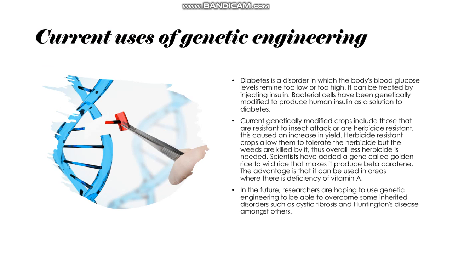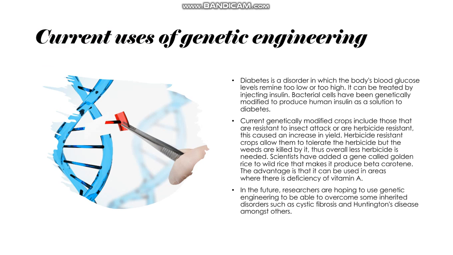So, current uses of genetic engineering. Diabetes is a disorder in which the body's blood glucose levels remain too low or too high. It can be treated by injecting insulin. Bacterial cells have been genetically modified to produce human insulin as a solution to diabetes.